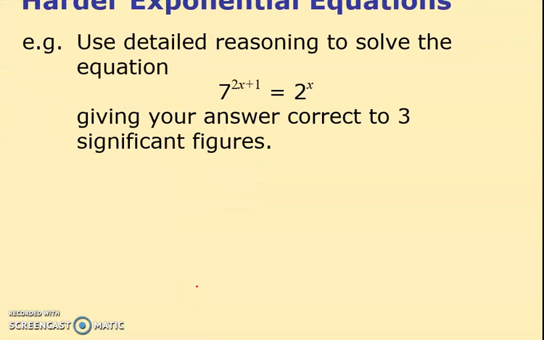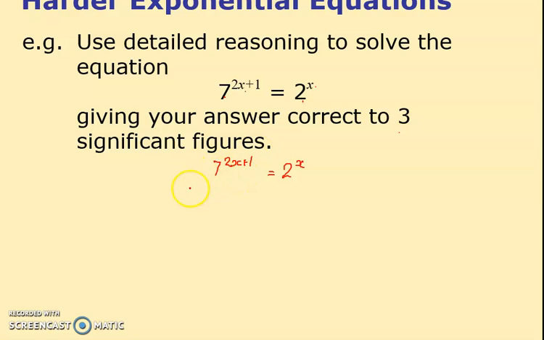Next question. Harder ones, harder exponential equations. Now notice here I've got 7 to the 2x plus 1 equals 2 to the x. Now on these you can't play around with it quite so nicely. So notice it says give your answer to 3 sig figs again. So I'm going to write it, 7 to the 2x plus 1 equals 2 to the x. Now this one, I don't have a choice of moving that 7 over and moving the 2 over in quite the same way, because I'd end up with 2 dodgy looking logarithms.